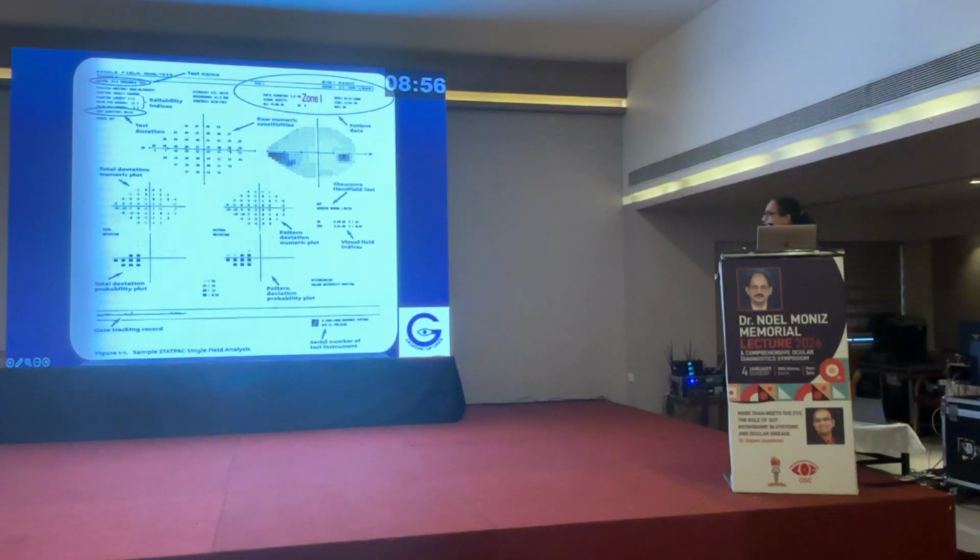So this is how the field printout looks. Zone 1 is the patient data and zone 2 is the reliability indices. Zone 3 is the grayscale. Zone 4, total deviation plots, both numerical and probability. Zone 5 is the pattern deviation, again numerical and probability plot. Zone 6 is the indices. Zone 7, glaucoma hemifield test. And zone 8 is the raw data.